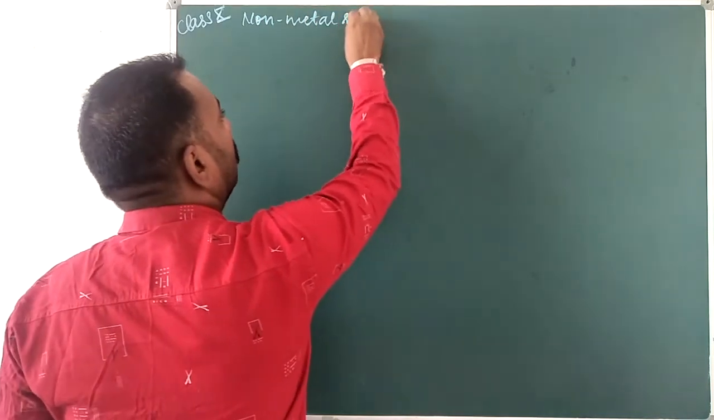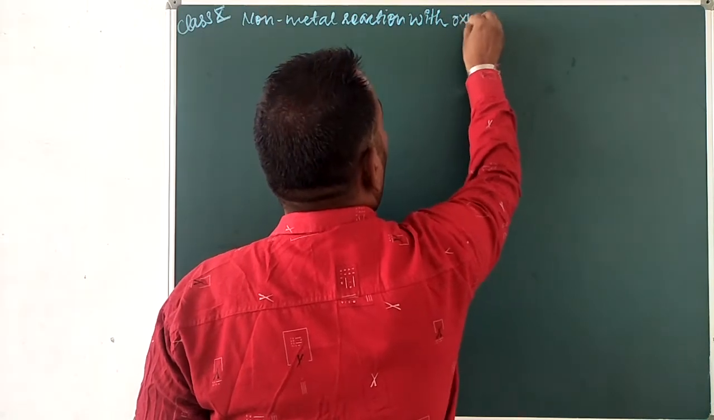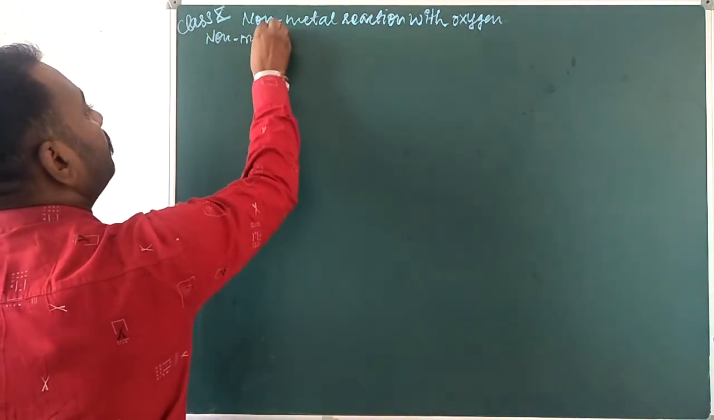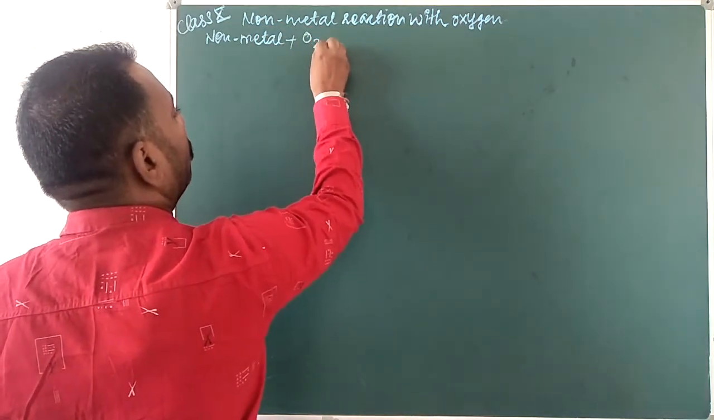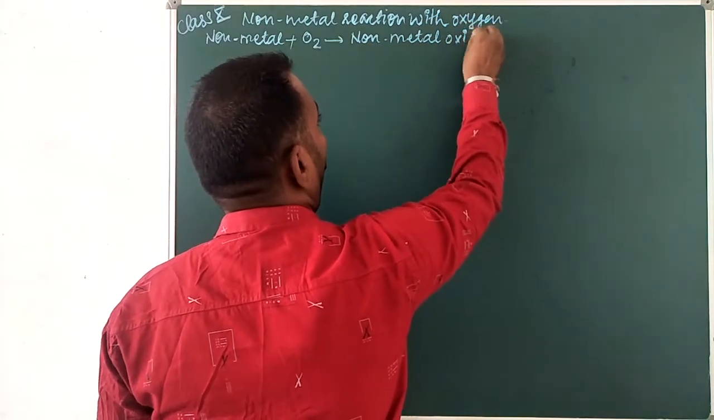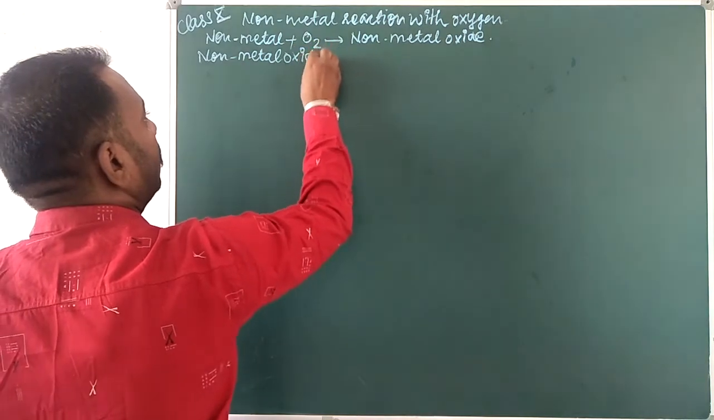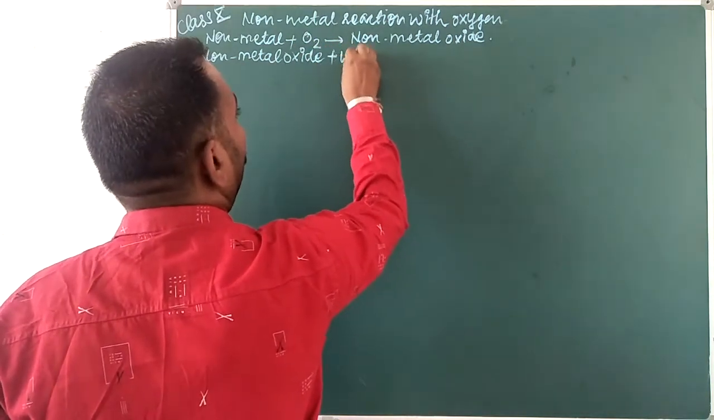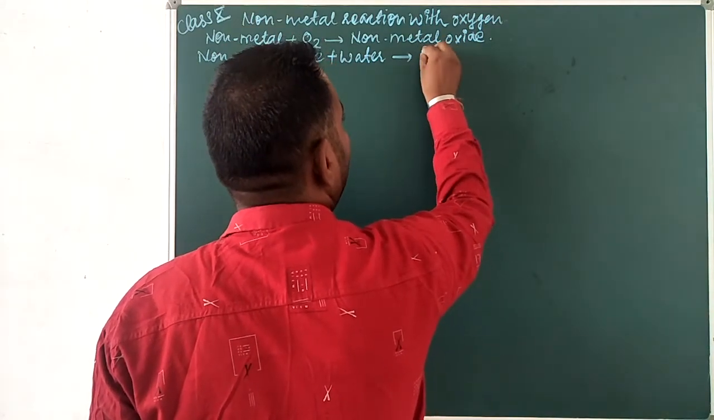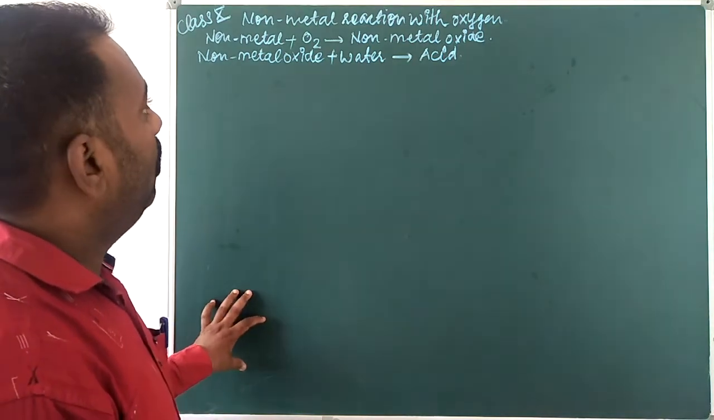First, non-metal reaction with oxygen. That means when a non-metal plus O2, then formation of a non-metal oxide. These non-metal oxides react with water, then formation of acid. The acids formed may be dilute acids or like that. So first of all, how can non-metals react with oxygen?